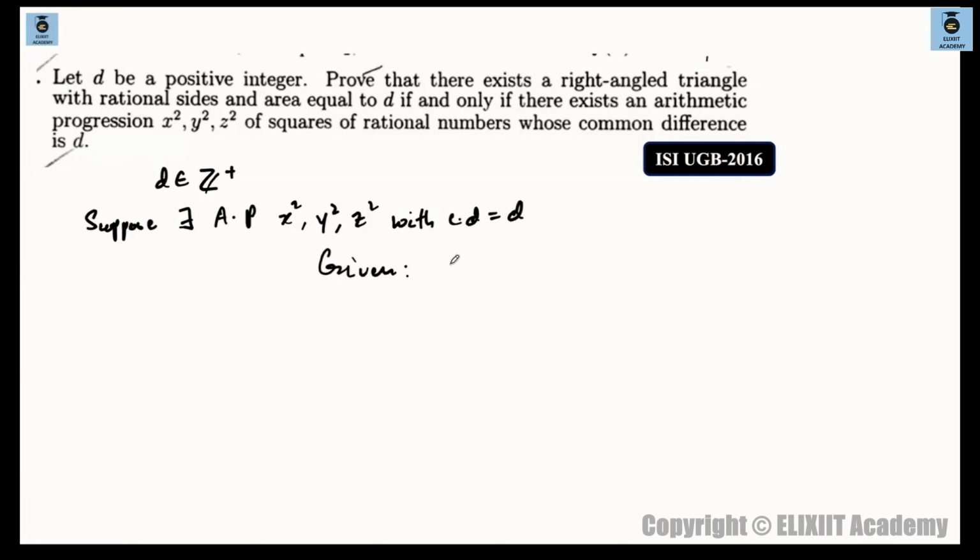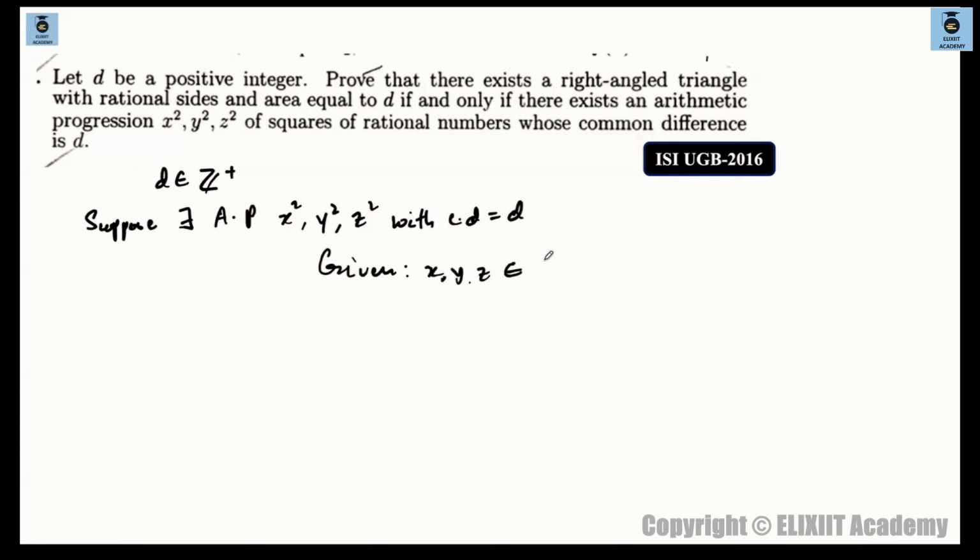So D belongs to Z plus is given. What is the proof? The AP should exist. Two things we have to prove: first the area part, and also that there exists an arithmetic progression x square, y square, z square. Suppose there exists an AP x square, y square, z square with common difference equal to D. What else is given? x, y, z belong to Q.